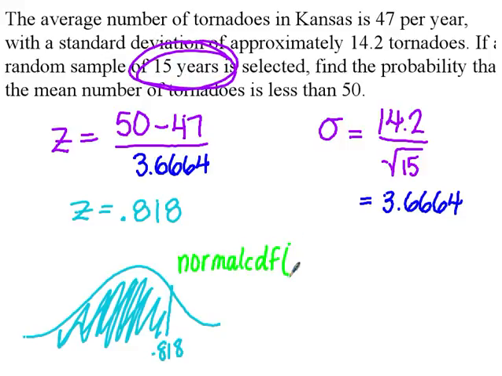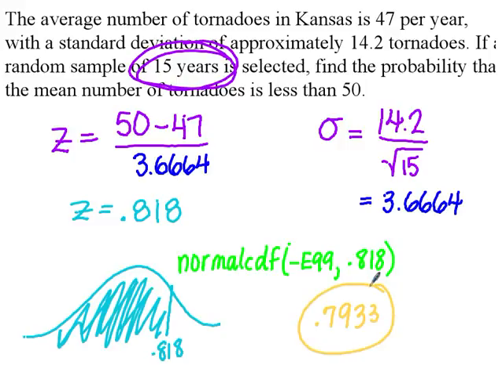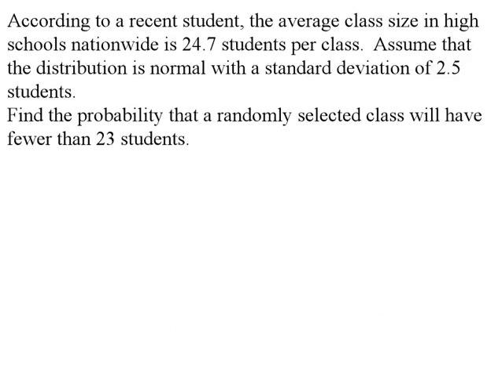What are my limits going to be? Negative E99, good. 0.818. Okay, so when you do the negative E99 to 0.818, what'd you get? Point what? 0.7933. And they asked us to find the probability, so we're set. Alrighty, pretty straightforward. Okay, let's go ahead and see what we got on this one.